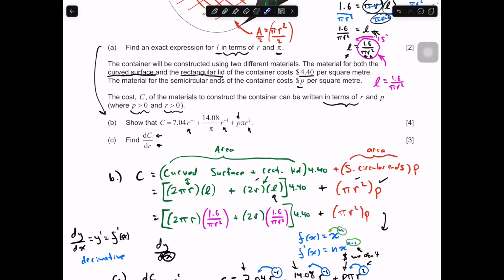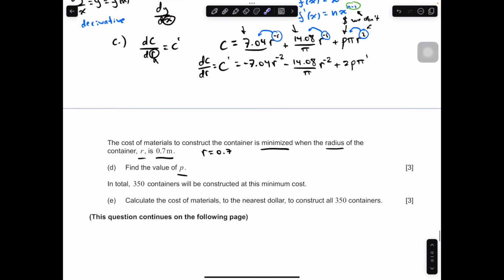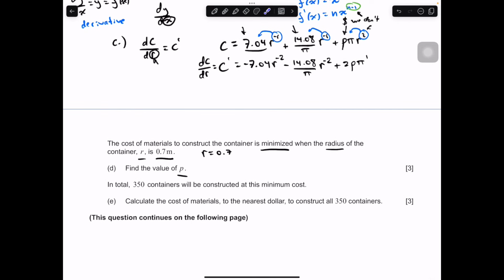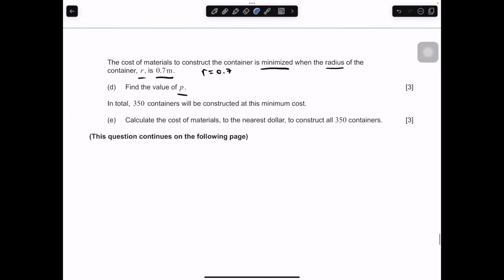So what that means is we're going to actually need to use our derivative. So here it is. Let's go and bring this to the next page. I'm going to copy this, and then let's bring it here.